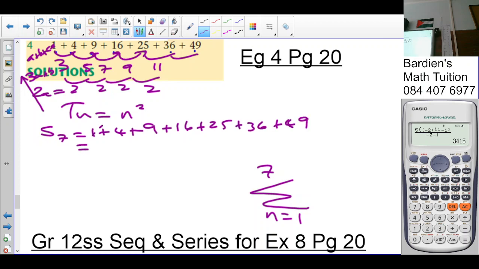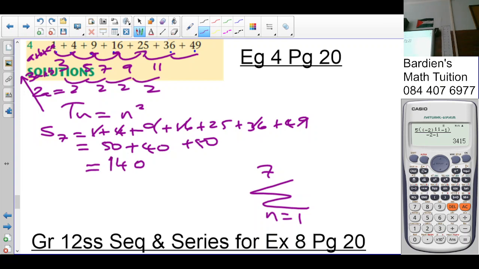That is going to give us 50. Right, that is 40, so 50 plus 40 plus 9 plus 16 is 25, so it's 50. So that's going to give us 140. Did I have to do that in my head? No, of course not. You just use the calculator.